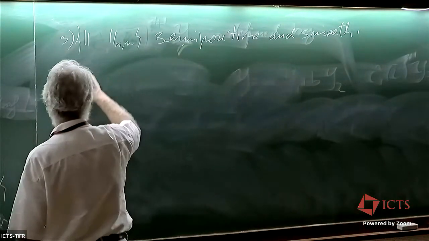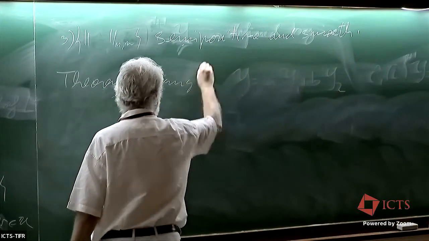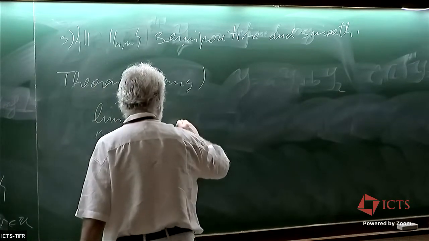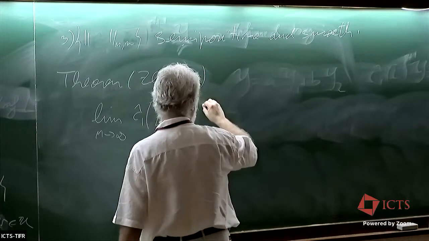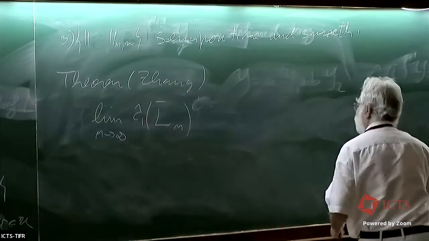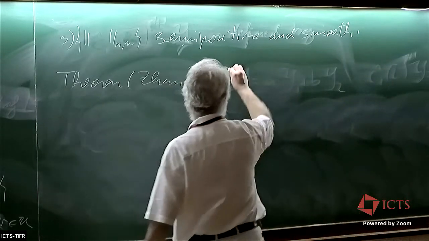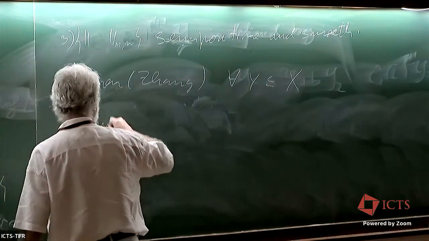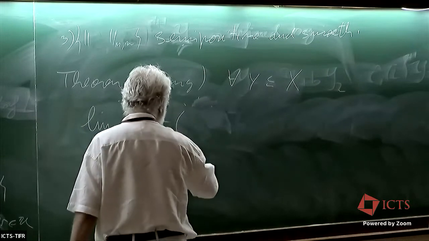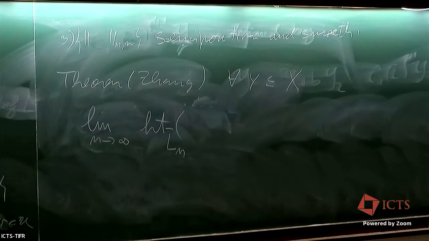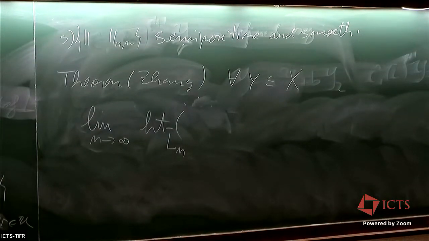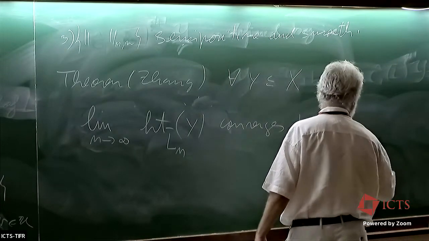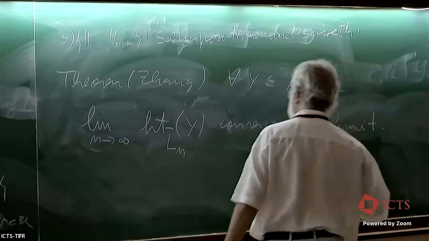Then the theorem by Zhang says that the limit when n goes to infinity of this L bar n C1 hat to the D plus one. Let's write it for heights: for all y inside X, so for any subvariety on the rational points, the limit when n goes to infinity of the height with respect to L bar n of y converges to a limit that does not depend on the sequence. Here L bar n is the line bundle L provided with this family of metrics.